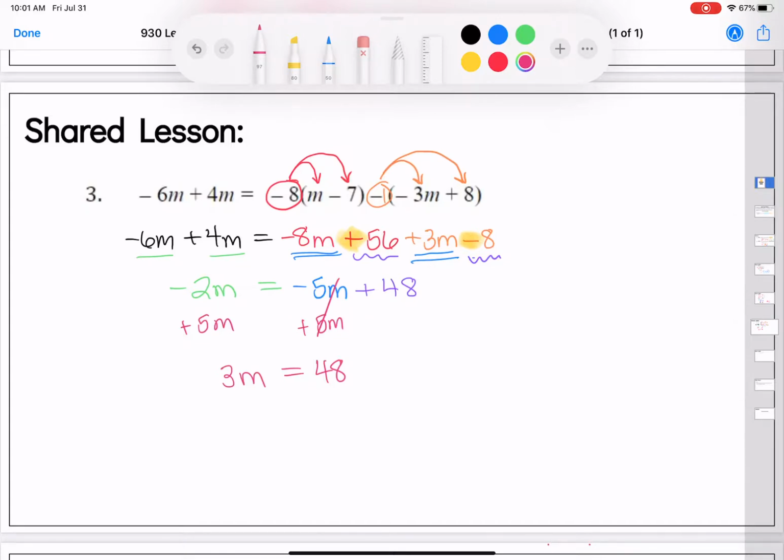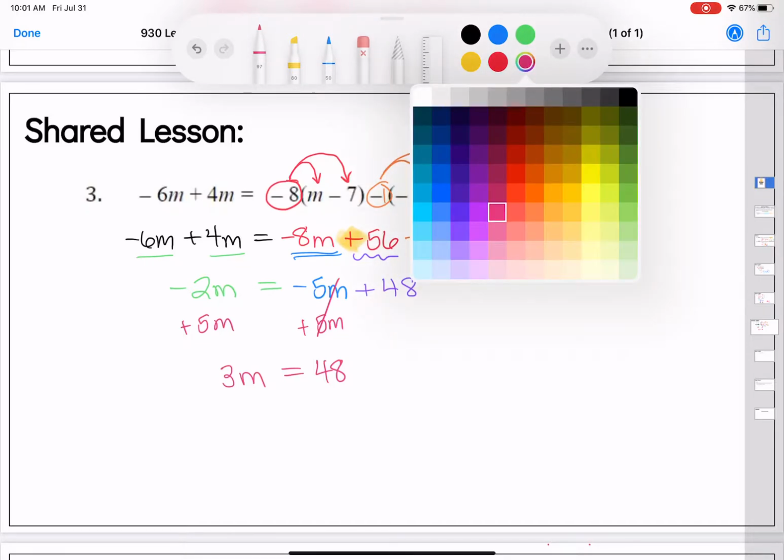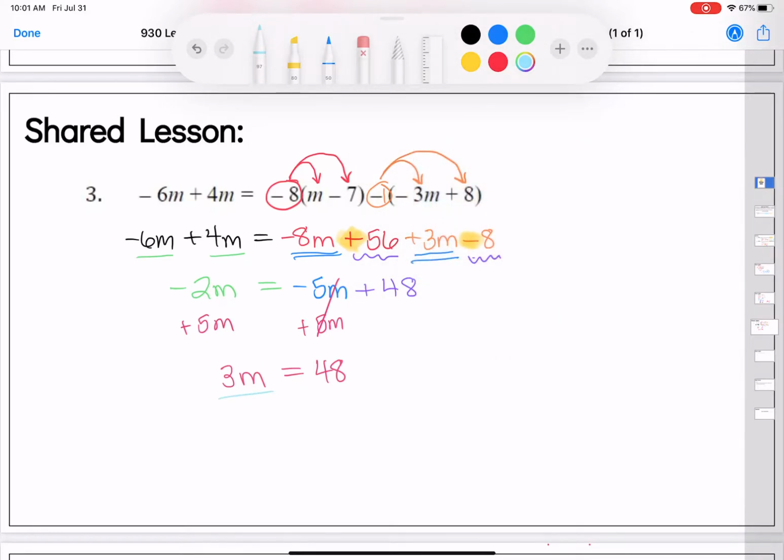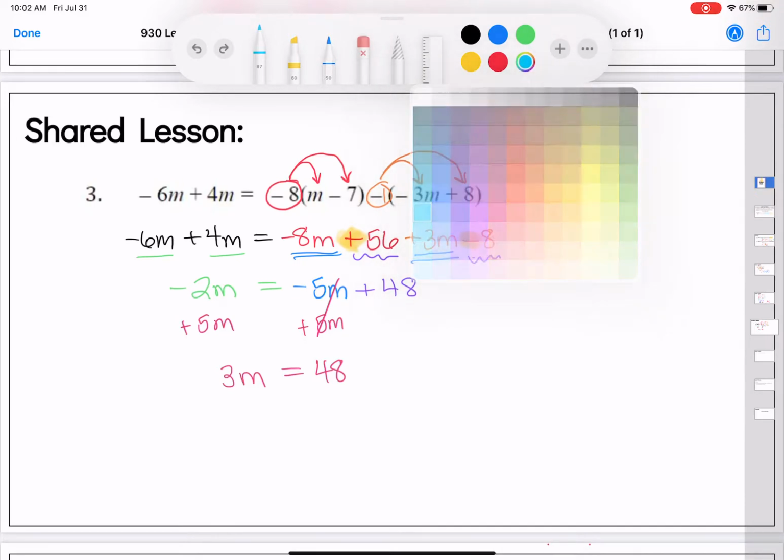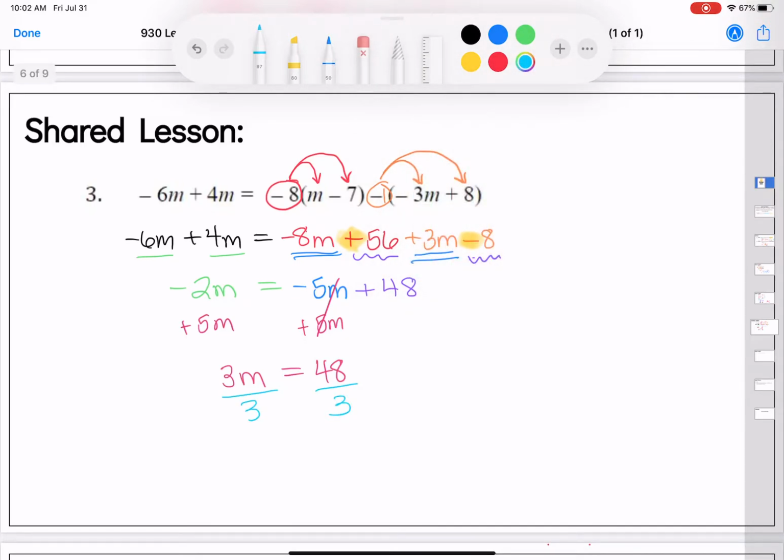All right, now I'm almost there. So I am just going to divide both sides by 3. Oh, that one's a little hard to read. Let me give you a different color here. Divide both sides by 3. On this side, 3 divided by 3 cancels out. I get m equals 48 divided by 3 gives me 16. So m equals 16 if you keep all those negatives straight. So hint for you, when you have to distribute a negative, I like to circle that whole thing so you don't forget to multiply by that negative when you're distributing.